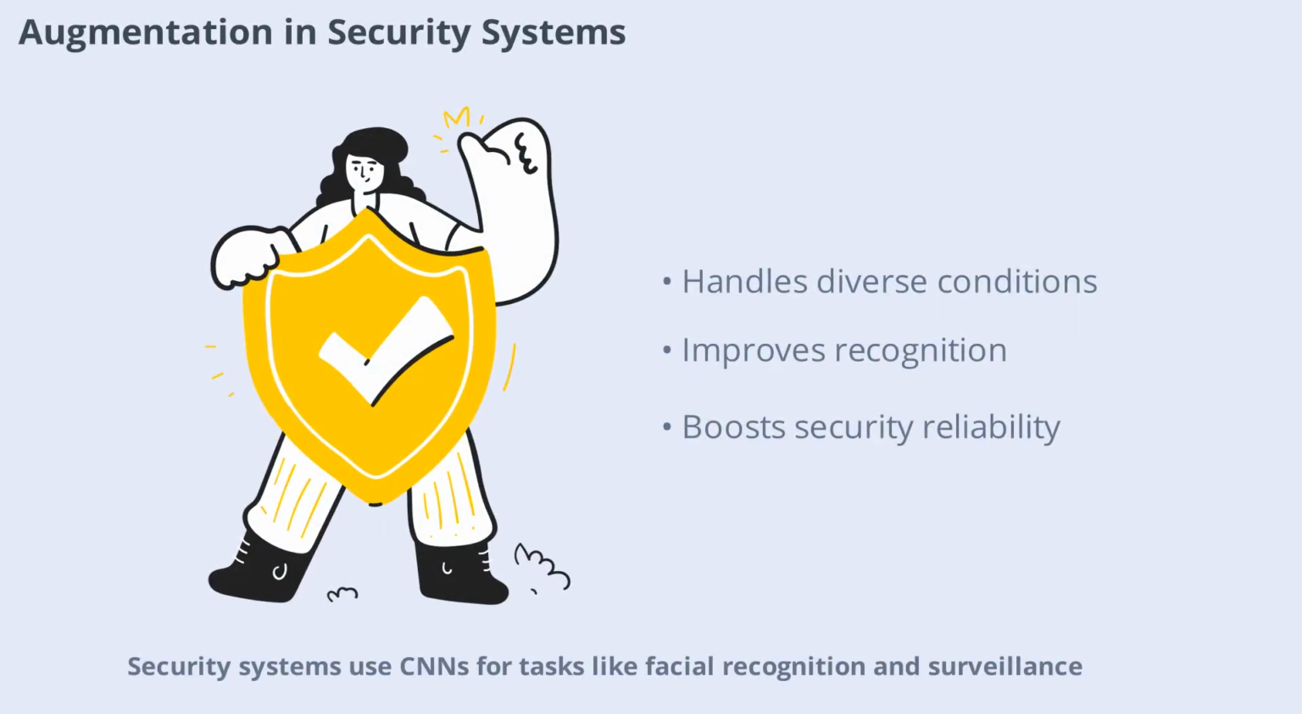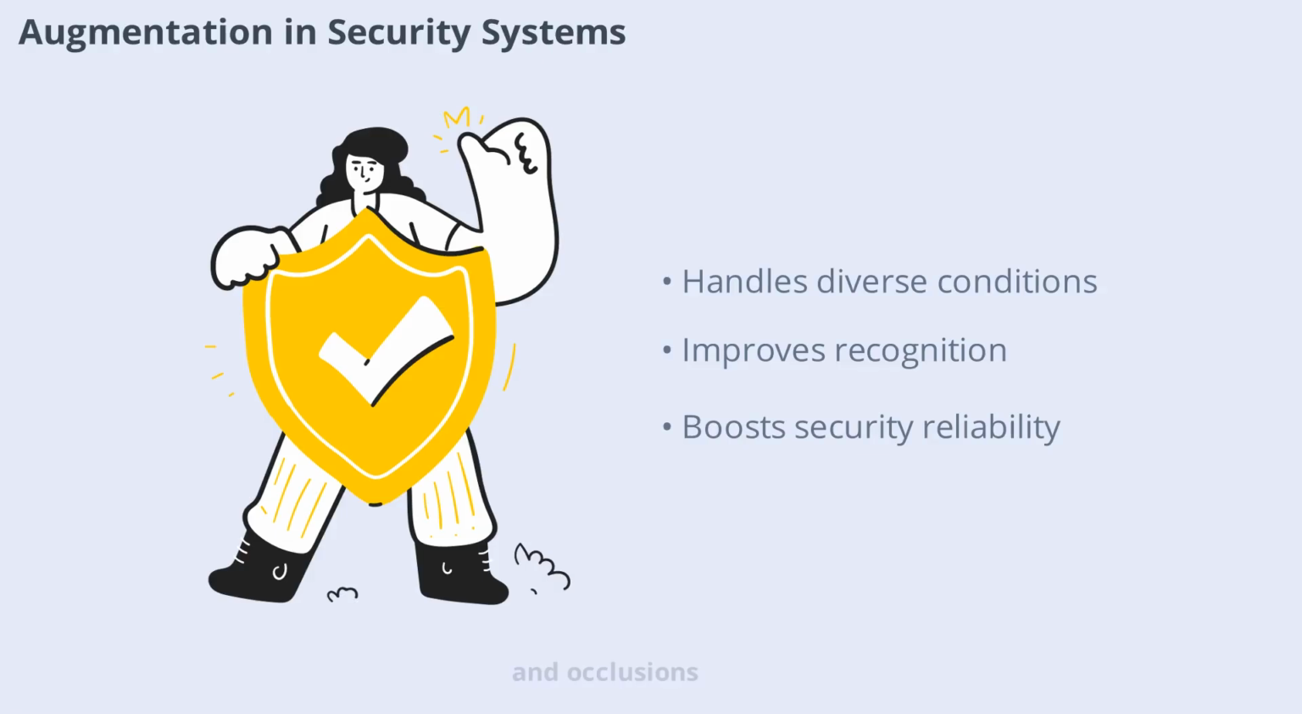Security systems use CNNs for tasks like facial recognition and surveillance. Data augmentation helps these models recognize faces and objects under different conditions, such as varying angles, lighting, and occlusions. This improves the accuracy and reliability of security applications, making them more effective in real-world environments.